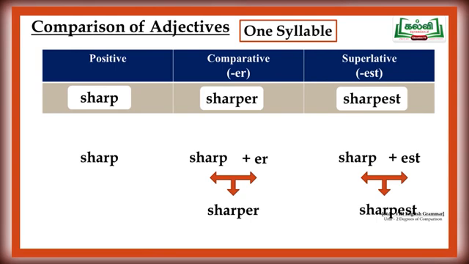Then, for the superlative degree, we have to add EST. So, sharp plus EST gives sharpest. The positive form is sharp, comparative sharper, and superlative sharpest. For this rule, we will see some more examples to understand better.